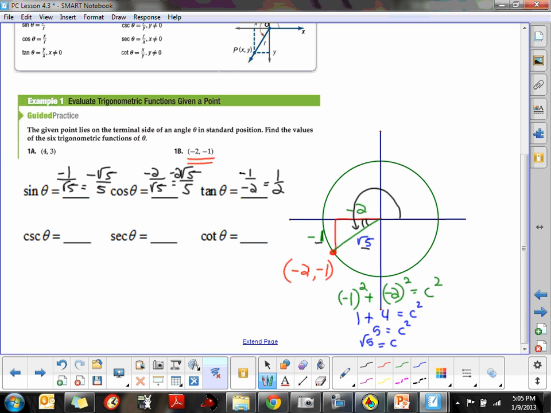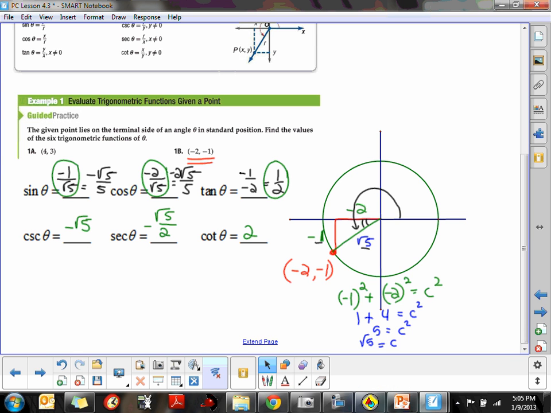Okay, so when we want to find the reciprocal functions, it makes it pretty easy if we have each of these sitting here. This is going to be the reciprocal of the sine, which is negative square root of 5 over 1, or just negative square root of 5. This is going to be the reciprocal of -2 over the square root of 5, which is the square root of 5 over -2, or negative square root of 5 over 2. And finally, the reciprocal of tangent is just 2.